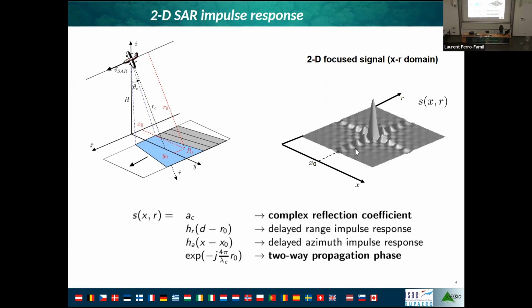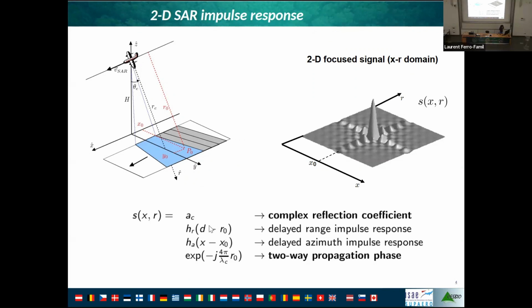You have an equivalent one in the azimuth direction, and you have a phase term, and this is the phase term we are going to use to estimate the true position of the target in 3D. Okay, but when you do a single acquisition, then you get a 2D image.